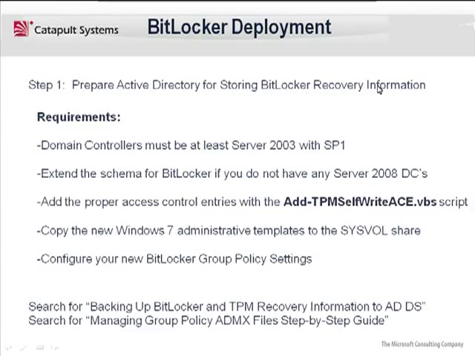The next thing you should do is run this Microsoft-supported script to enable the computer account to back up its trusted platform module owner information. After that, you can take the new Windows 7 administrative templates that you find in the C:\Windows\PolicyDefinitions folder and copy them to the sysvol share on your domain controller. After that, you can open up the Group Policy Management console and configure your new BitLocker group policy settings.